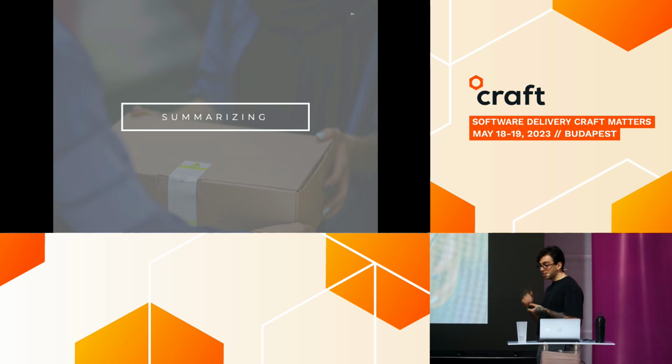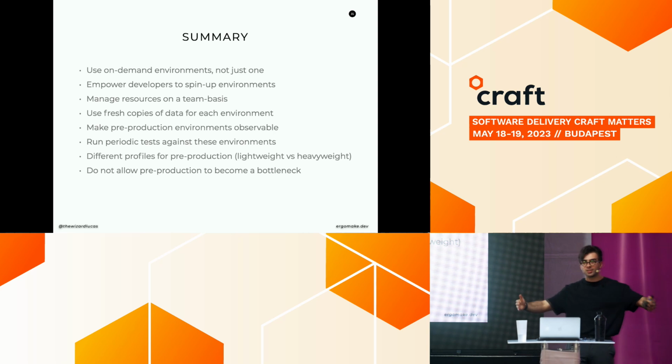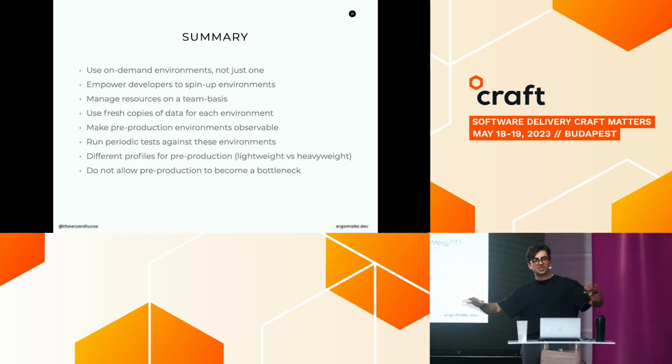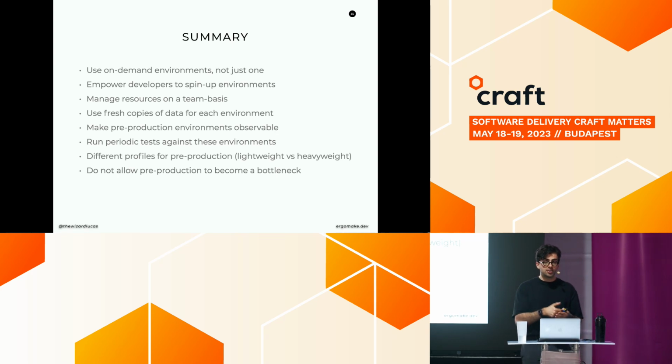So just to summarize, first thing, use on-demand environments, not just one. Empower developers to spin up their own environments. Manage resources on a team basis and make it easy for them to escalate. Please, please, please do not say your budget is $500 and once you used it, it's done. No. Make it easy for them to escalate, but enable them. Make them powerful. Make them able to use whatever budget they have on whatever they think is important, because the teams themselves know whatever they need.